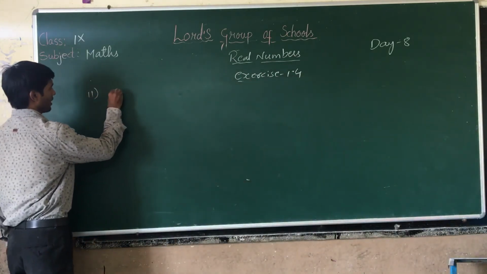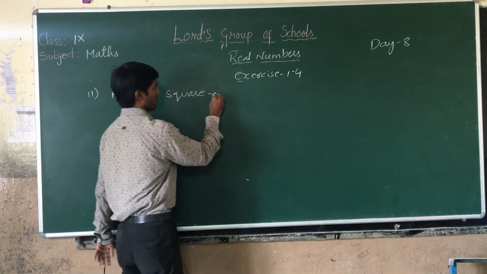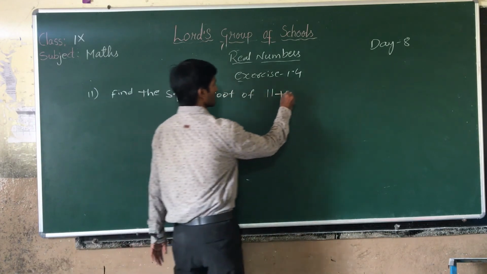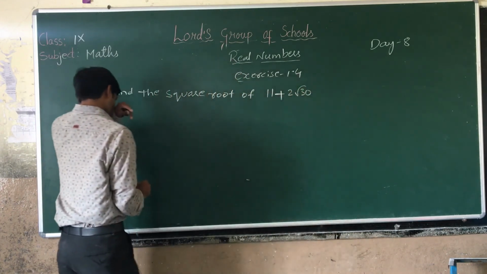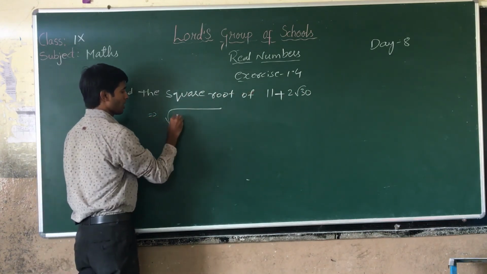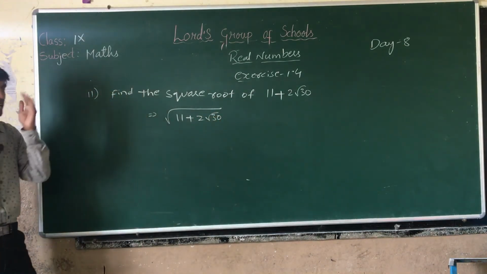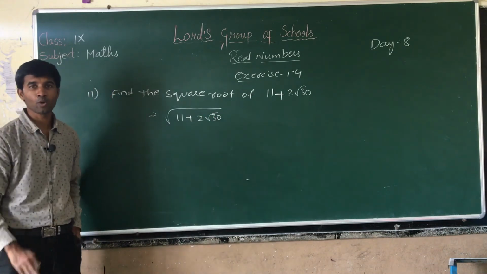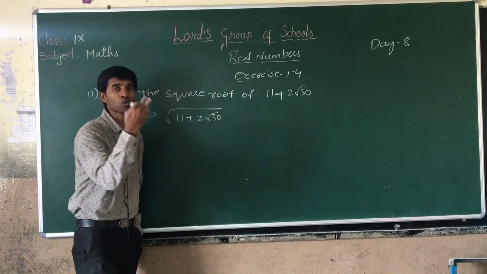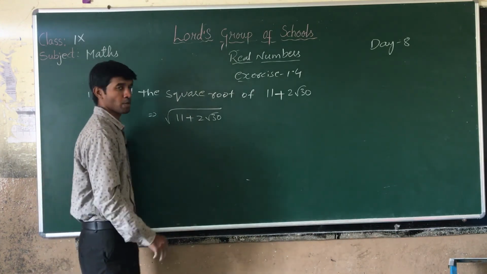Eleventh one, the last problem: find the square root of 11 plus 2 root 30. Now the square root of this number can be written as square root of 11 plus 2 root 30. To find the square root of this number, the given number can be written as a plus b whole square or a minus b whole square. If it contains a plus symbol, we have to convert it into a plus b whole square. If it contains a minus symbol, we have to convert it into a minus b whole square.